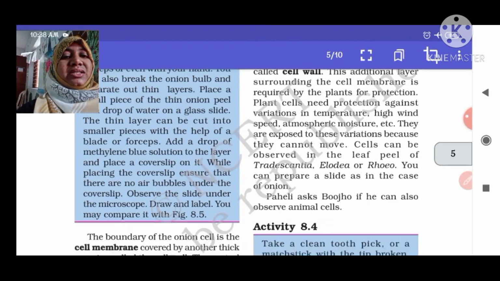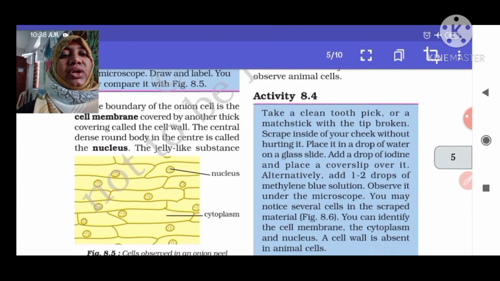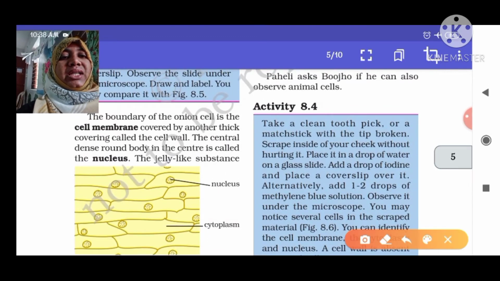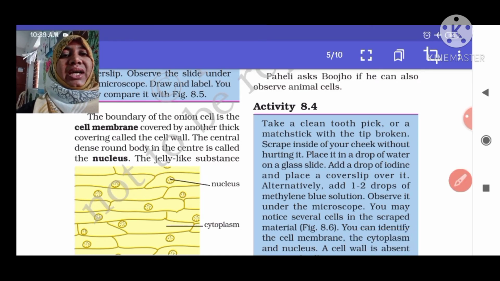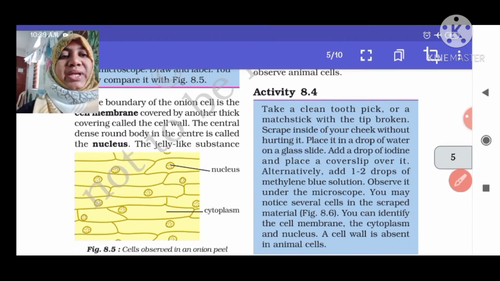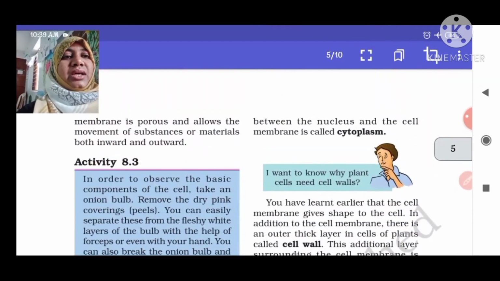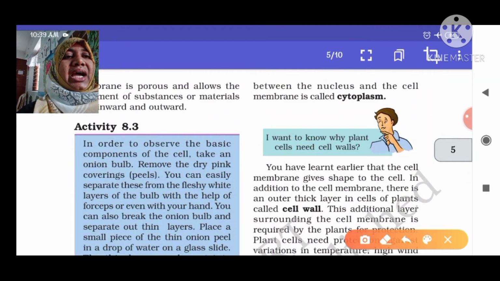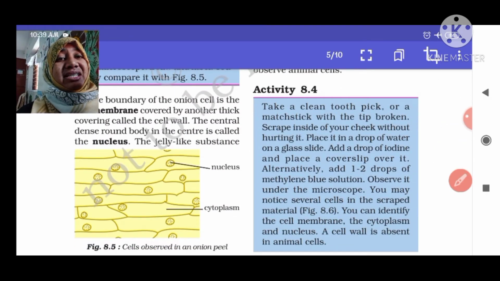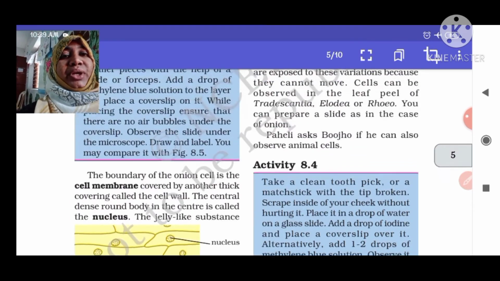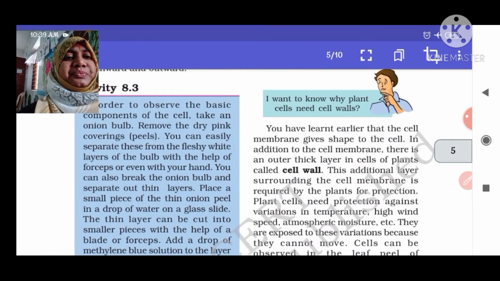Okay, so this is another concept. Then the boundary of the onion capsule. This is the onion cell. In the onion cell, as you see, one single cell has a nucleus and the cytoplasm and all the other content. Cell membrane is also present. The jelly-like substance between the nucleus and the cell membrane is cytoplasm. If you peel the onion, that sticky, jelly-like substance is nothing but the cytoplasm.